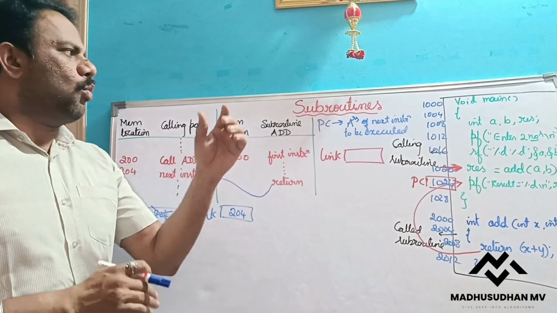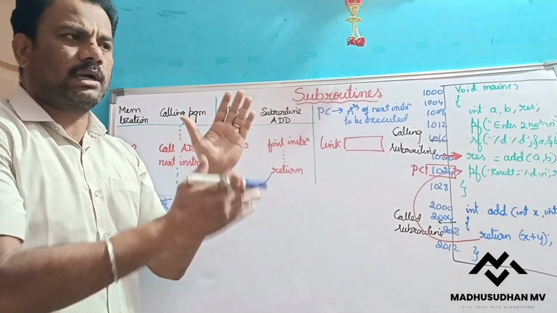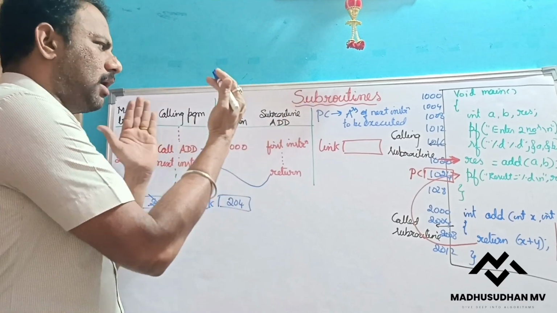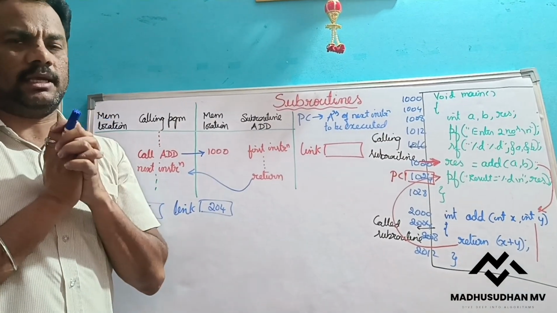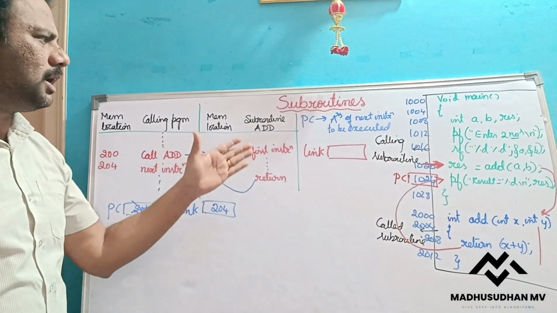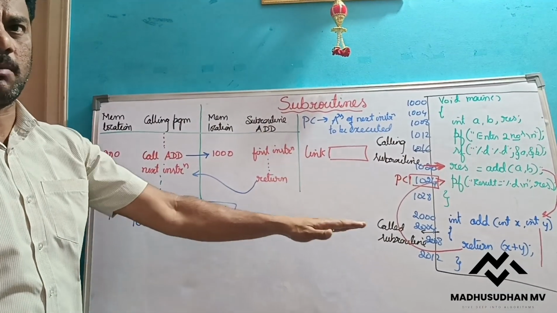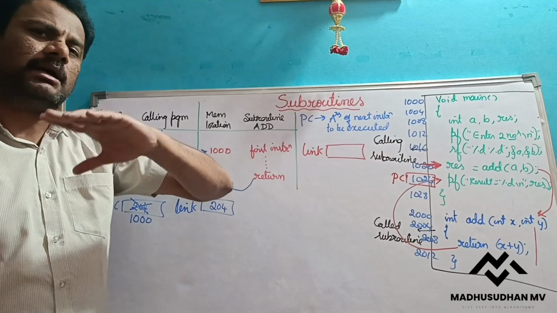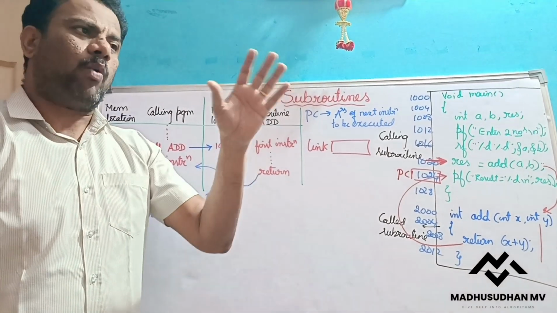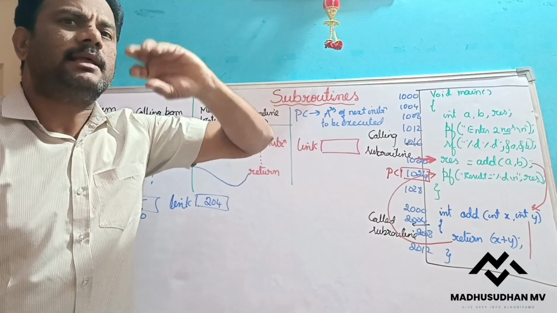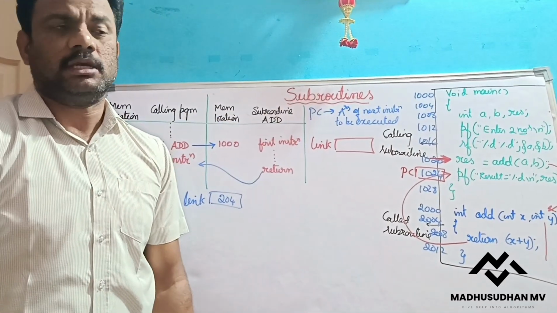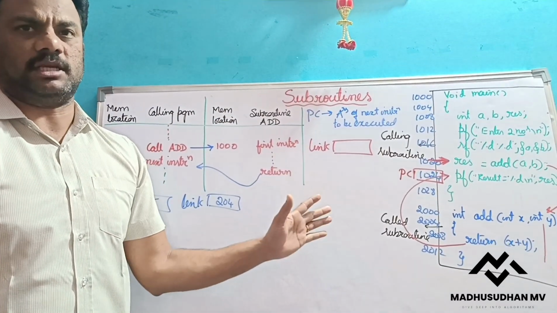Now you have understood what subroutines are, and how control is transferred between the calling subroutine and the called subroutine. I hope it is clear. Now the question is, here I am calling only one subroutine. Suppose there are multiple subroutines, and one subroutine is calling another, and that is calling another. When we have nested subroutines, how will it be done? That we will see.